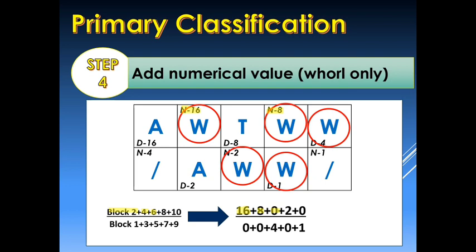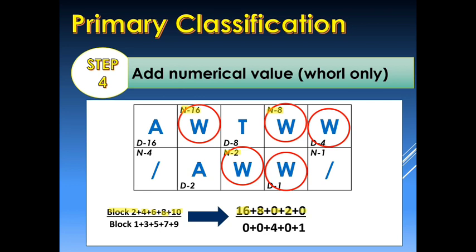Next we have block 8. So we have here block 8. Since this is a whorl pattern, we are going to copy the assigned numerical value of 2. And last we have block 10. We have here block 10. Since this is not a whorl pattern, we are going to place a numerical value of 0.